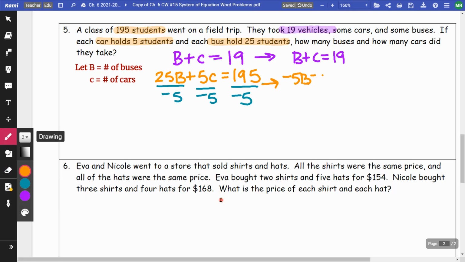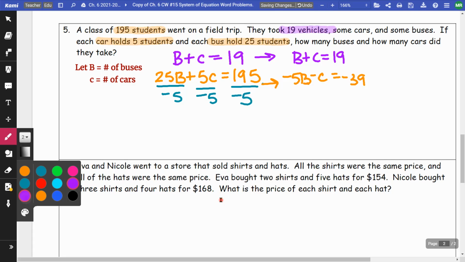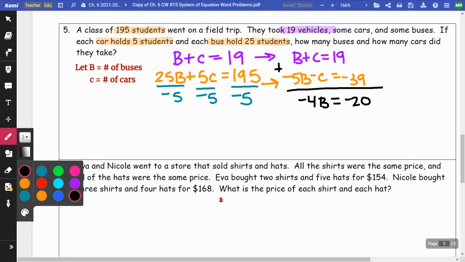So when I divide, I get -C equals, and -195 divided by -5 is -39. I add these two equations together. I end up getting -4B is equal to -20. Divide both sides by -4, and I get B is equal to 5. Now, since there were 19 vehicles total, that means that my cars are going to be 14.